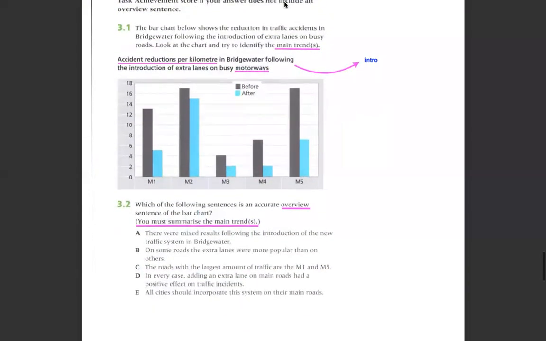So let's have a look. We have another bar chart here. So we can first analyze it. We have a bar chart, and then it tells us what it's about. So this shows the reduction in traffic in Brightwater following the introduction of extra lanes on busy roads. Okay, so what we need to do now is have a look at and try and identify the main trends. When we talk about trends, we're looking at the patterns in the data. So where are there similarities? Where are there big differences?